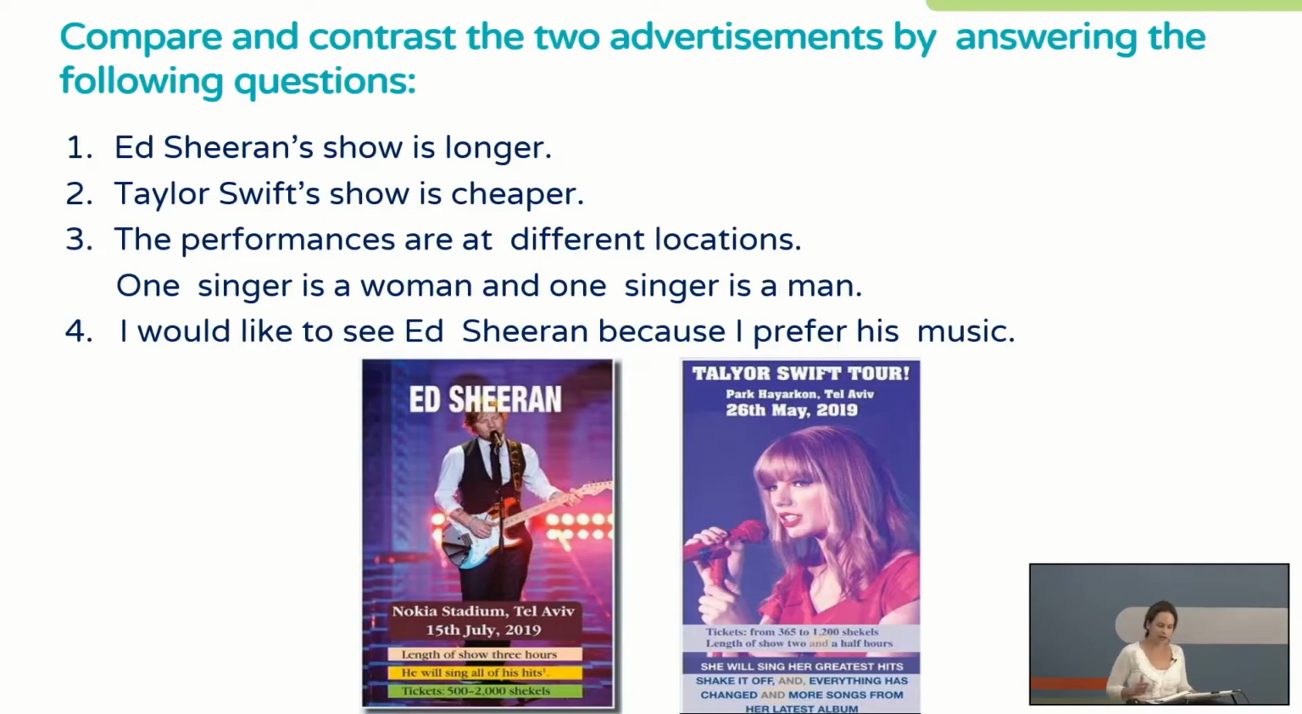While Taylor Swift's, hers is at Park Higher Cone. Okay? Another difference is one singer is a woman and one singer is a man. Ed Sheeran is a man and Taylor Swift is a woman. Okay? Those are just some of the differences that I spotted and that I wrote.